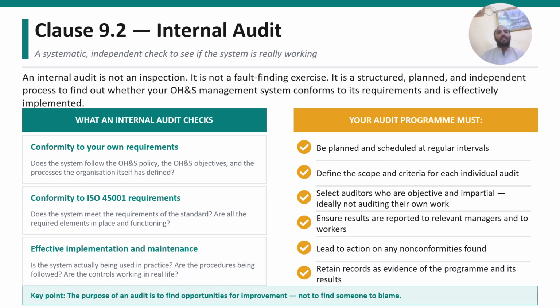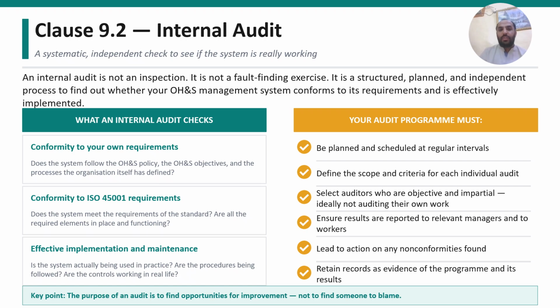For our internal audit program to meet the requirements of the standard, it must do several things. Like it must be planned and scheduled at regular intervals, not carried out on an ad hoc basis whenever someone finds the time.